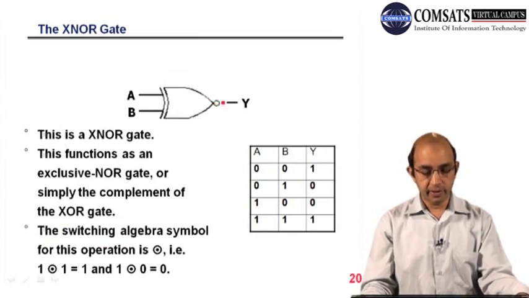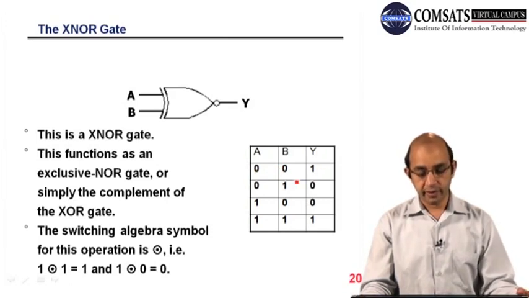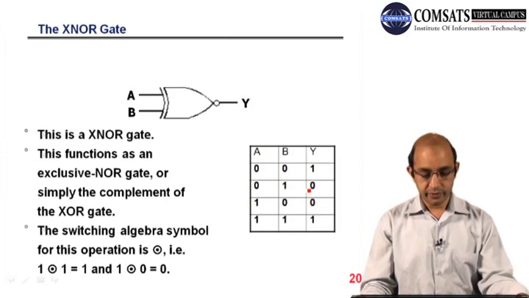If I put a bubble here, I will have XNOR. This is the truth table: 0 0 1, 0 1 0, 1 0 0. Whenever the two inputs are equal, we will get a high. So this can be used as a comparator when we have to compare two bits. Here you can see we have a dot with a circle. This is the representation of XOR gate.